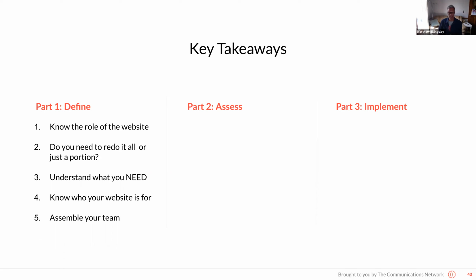Again, going back to budget and time, what you have to spend and the capacity for. Don't bite off more than you can chew. Understand what you need from the website and know who your website's for, and assemble the team to complete it effectively.